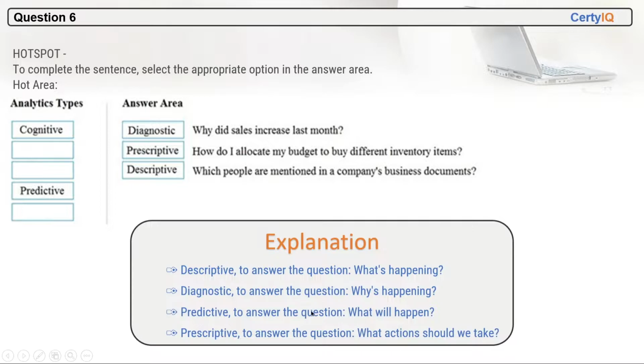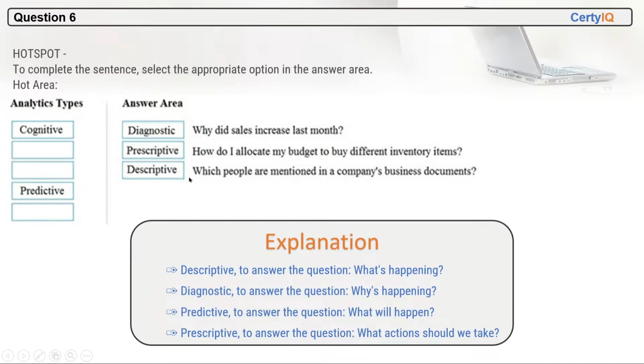Okay, so keeping this in mind, you can assume: why did sales increase last month. They are asking why did it increase, so we need to check why it happened, right? So this is diagnostic. Prescriptive: how do I allocate my budget to buy different inventory items, right? So they want to take some action here.